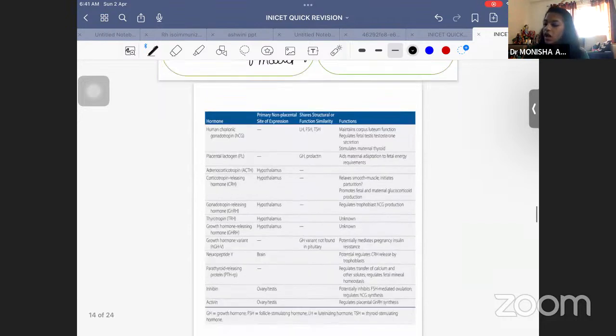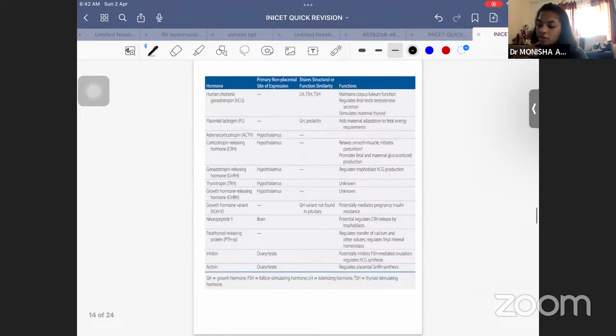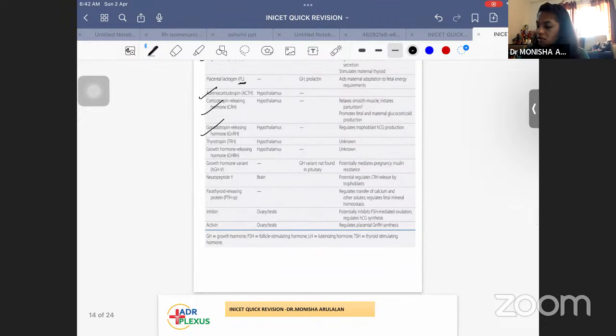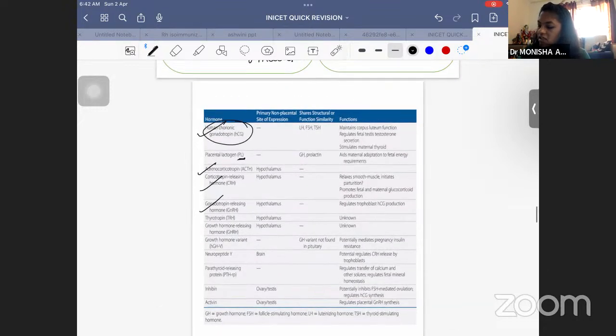Okay, what are the hormones? See, this is a table from Williams. HCG, human placental lactogen, adrenocorticotrophin, CRH, gonadotrophin releasing hormone. These are primary non-placental sites of expression, but they also share structural or functional similarity. So which are the hormones that share similarity, see, HCG with LH, FSH, and TSH? That can be a question.